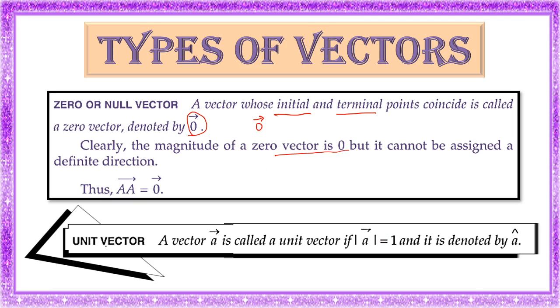Then we have unit vector, a very important vector. A vector A is called a unit vector if its magnitude is 1. If the magnitude is 1, then we call it a unit vector and it is denoted by A cap. We write unit vector like this, A cap, B cap, or anything like R cap.